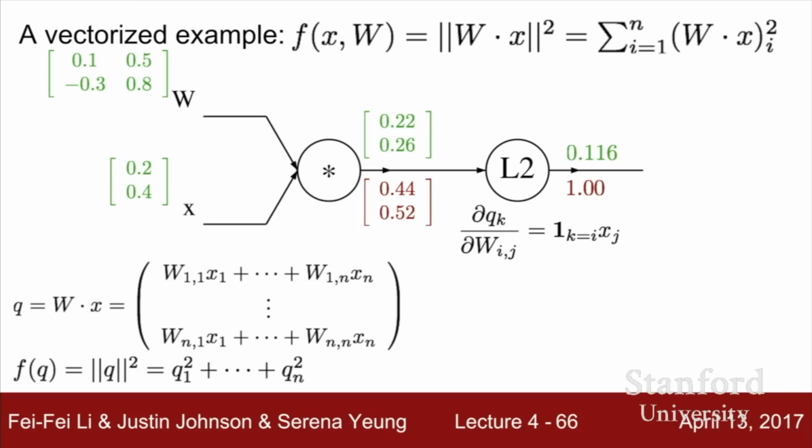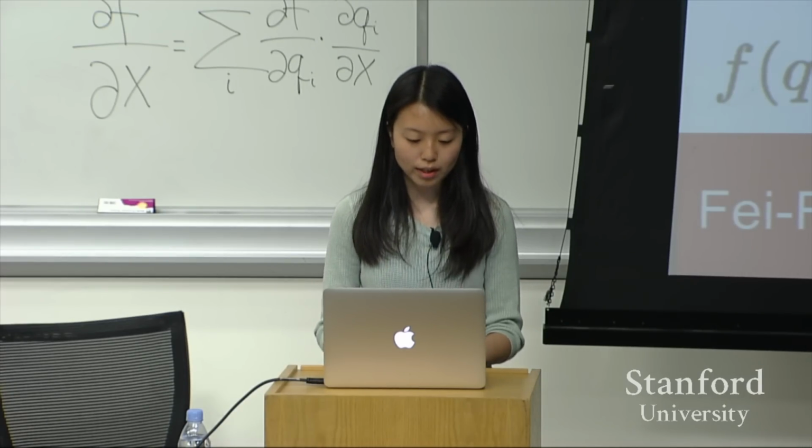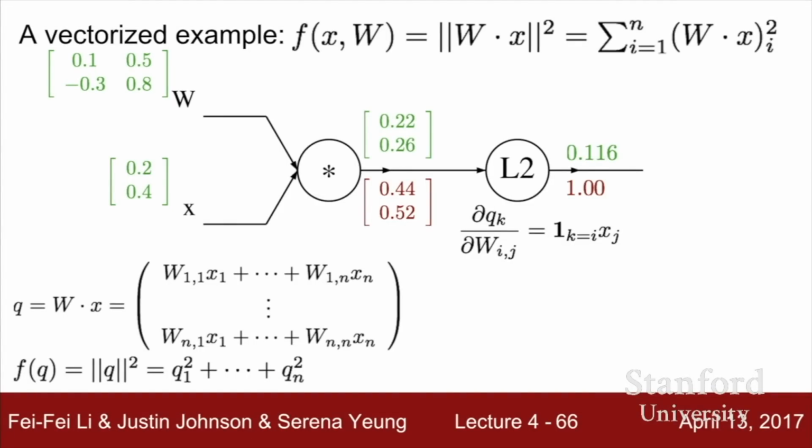If we look at this multiplication, q is equal to w times x. What's the derivative or the gradient of the first element of q, our first element up top, with respect to w11? So q1 with respect to w11. What's that value? x1, exactly. So we know that this is x1, and we can write this out more generally: the gradient of qk with respect to wij is equal to xj.